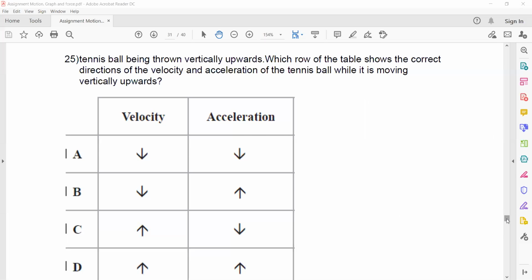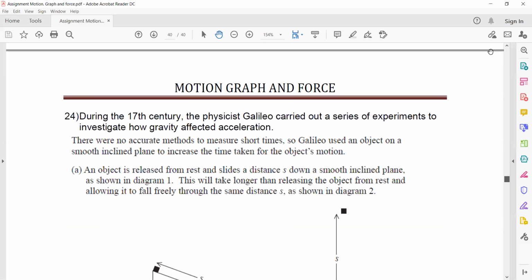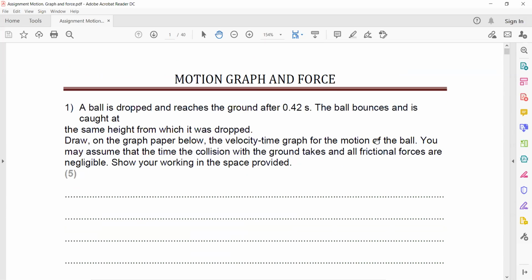Is it clear? This was an exercise related to motion, graph, and force. Any other question? If I missed any of them, you can just point it out. Otherwise, I will start the explanation of the new topic. Is it clear? Or any other question you have a doubt about?